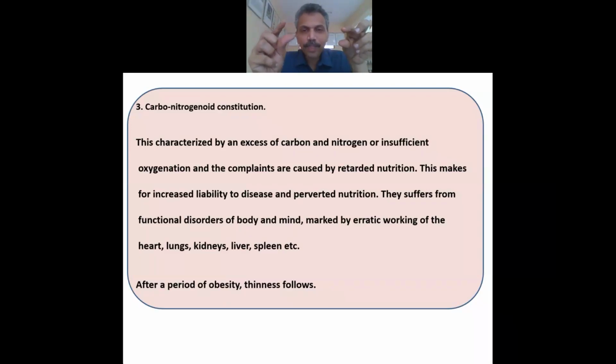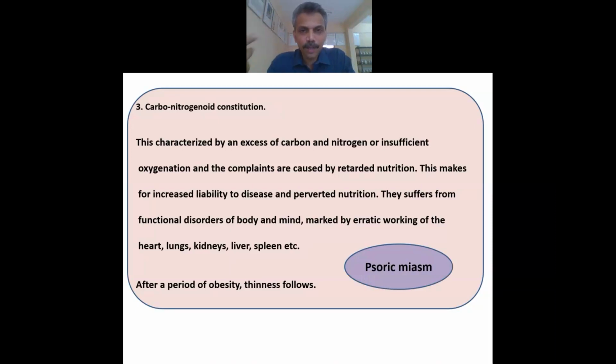So carbo-nitrogenoid constitution will have excess of carbon and nitrogen and less of oxygen. Because of less oxygen, the oxygenation gets affected, and it will cause retardation in the nutrition, and then the function of body and mind gets disturbed. The heart, the lungs, the kidneys, the liver, the spleen, all major organs, that balance, that working pattern, gets disturbed. People who are obese go into weakness, or they start losing weight and become lean and thin. So they belong to carbo-nitrogenoid constitution.